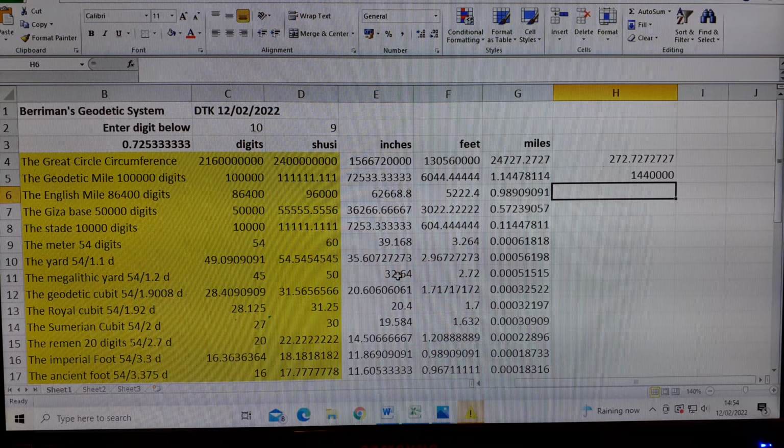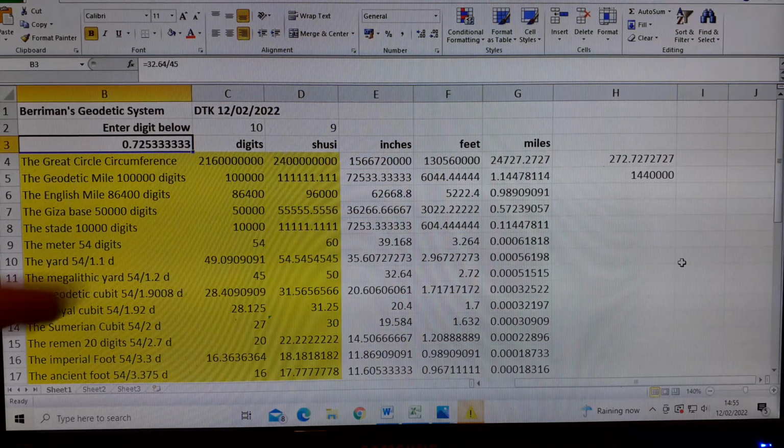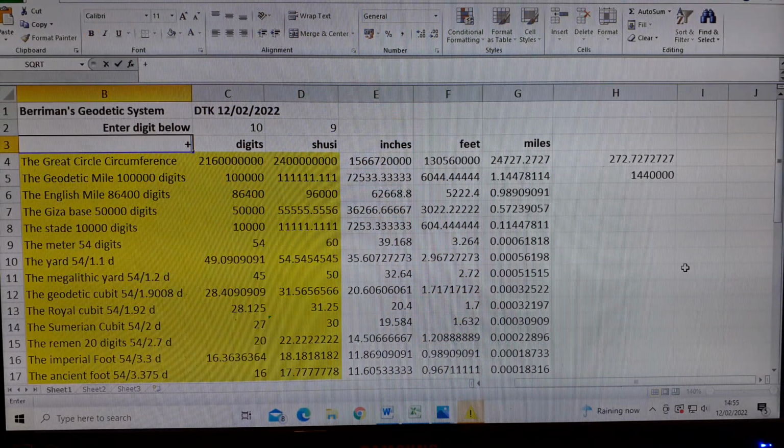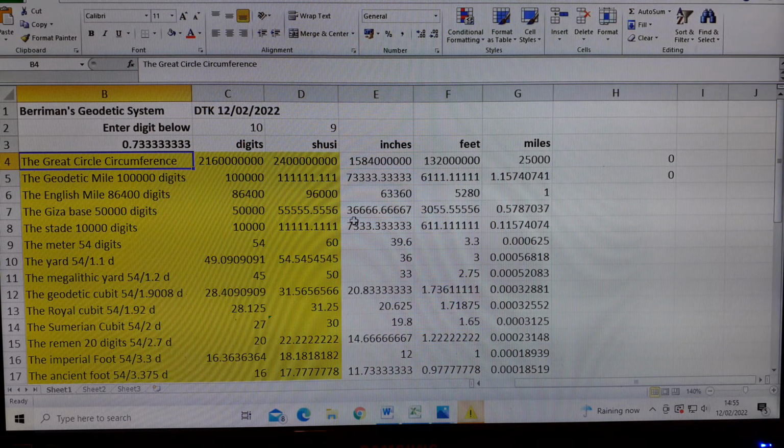Now, there is the Giza base, 50,000 digits, 36266.66. It's exactly 400 inches different than when we put in, just watch that cell change. It's gone to 366.666, not 362. It's exactly 400 inches, 100 inches each side. They've taken 1 day off each side, when 100 inches represents a day.